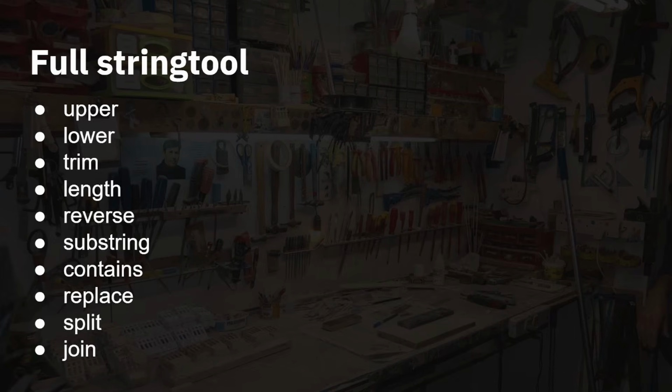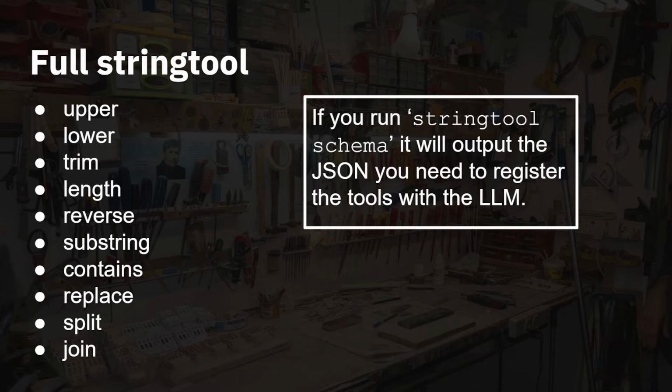Now, the full string tool that I've got here does uppercase, lowercase, tells you the length of something, and all those functions that you see down there. And if you run string tool with the parameter schema rather than reverse or replace, then it will output the JSON that you need to give to an LLM. So it gives you the JSON for that. So it's really easy then just to say, give me the schema, and then you put that into your API calls, and you're going to have full access to this string tool.